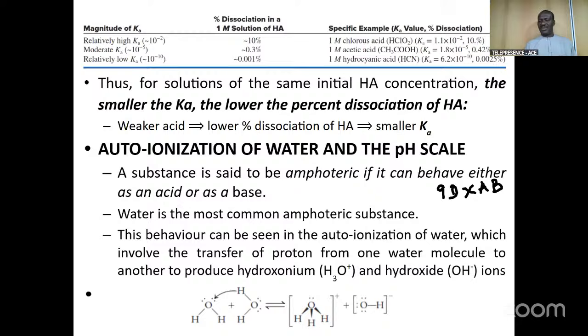All right, so let's continue. For a solution of small initial HA concentration, the smaller the Ka value, the lower the percent dissociation of HA. So a weaker acid implies lower percent dissociation of HA, which of course implies a smaller Ka value. Now that takes us to another important definition of acid and base. There's a definition called the Bronsted and Lowry concept of acid and base.